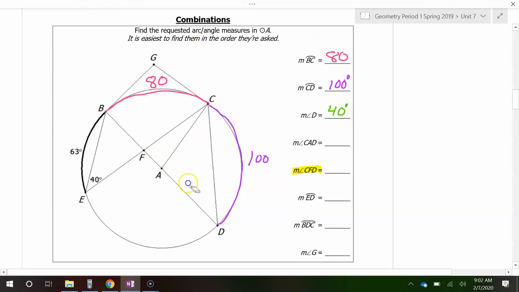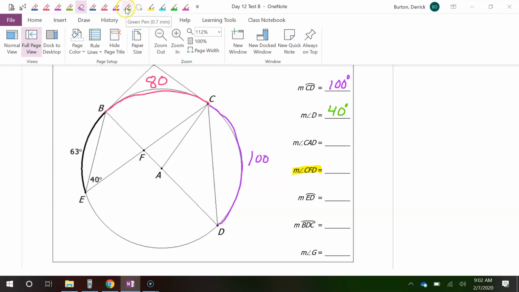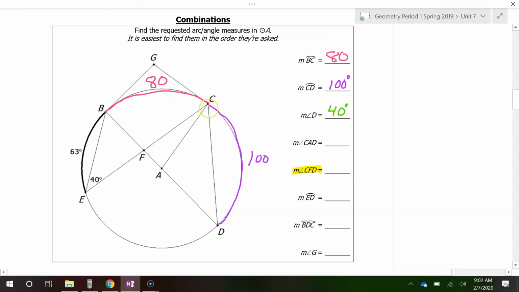All right. I don't think I'm going to need that again. Next, I'm supposed to find the measure of angle CAD. Angle CAD is this angle right here. CAD. This is a central angle, so that's going to be the same as the arc. So this angle should be 100 also. So CAD is going to be 100.